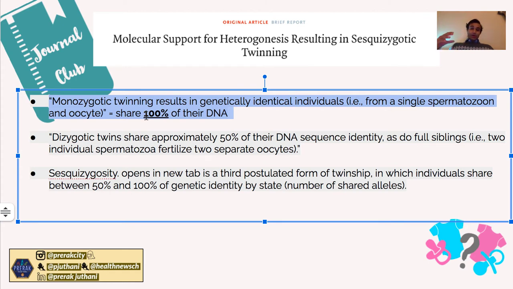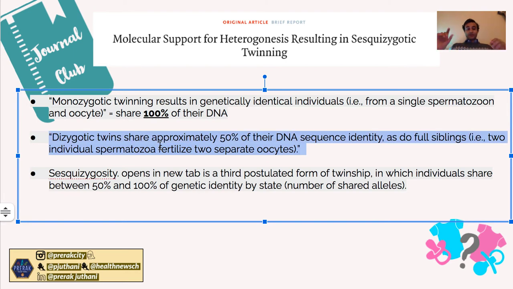Dizygotic twins are exactly what you would think. There's two zygotes, which means the mom happened to release two eggs that got fertilized by one sperm each that led to two zygotes. These two zygotes are about as similar of siblings as you may be with your brother or sister. They're 50% similar on average, and these are known as fraternal twins. You may have heard that.